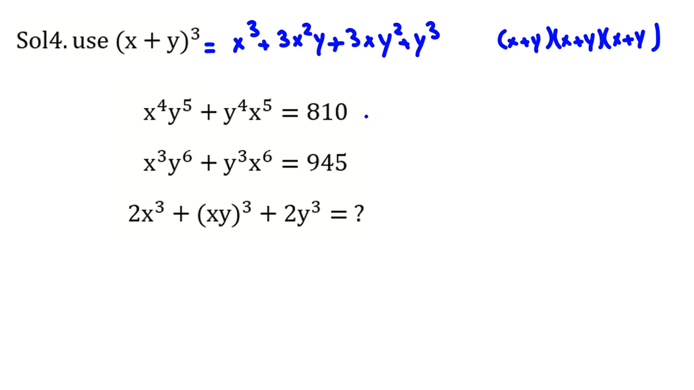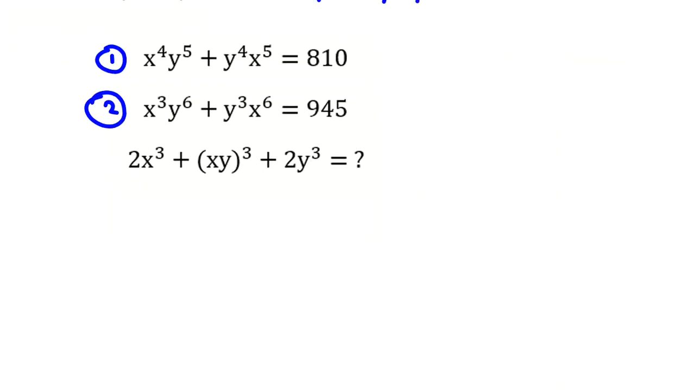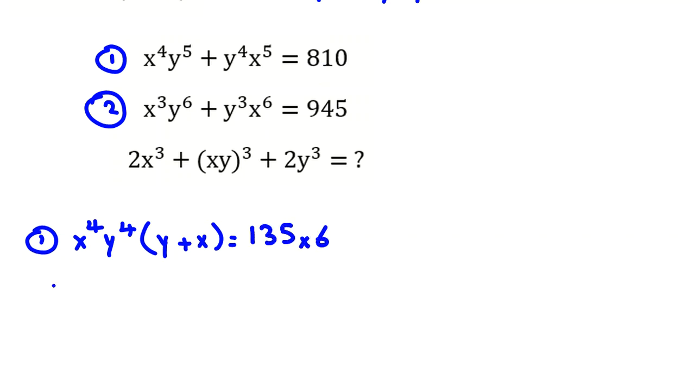So let's solve this. Again, if we consider equations 1 and 2, I can say what? From 1, if I factor out x to the 4, y to the 4, it will be y plus x equal to 810, which we said is 135 times 6. For the second equation, if you factor out x cubed, y cubed, it will be what? y cubed plus x cubed equal to what?